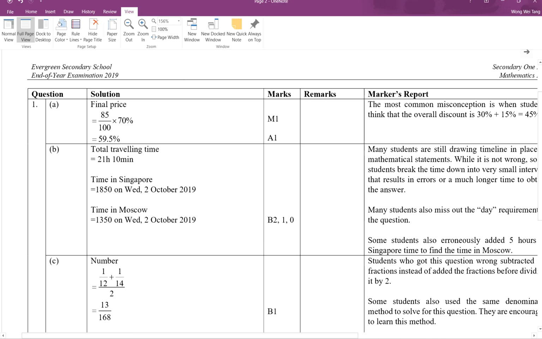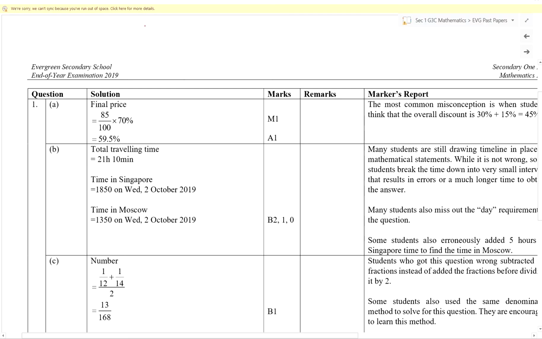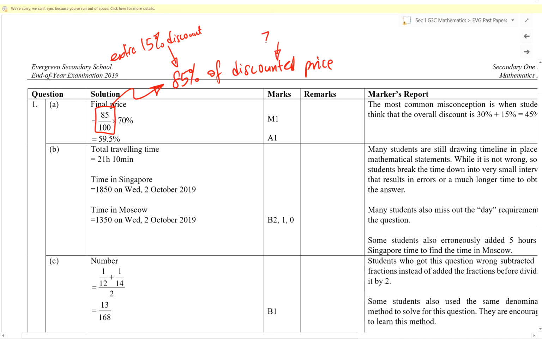Okay, question 1A was not well done. Okay, so in the question they tell us that the item is sold at a discount of 30% off the usual price. Then members are given a further 15%. So the member has to pay a total of 85% of discounted price. So this 85% came about because of an extra 15% discount. Okay, so this extra is on top of the discounted price, and this discounted price is actually 70% of original. Okay, because there was a 30% discount. That is why we have 85% times 70% to give us 59.5%.